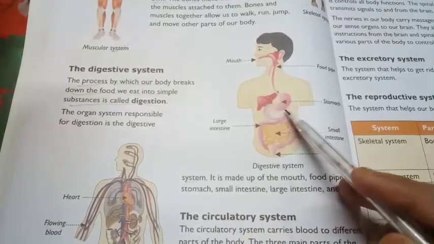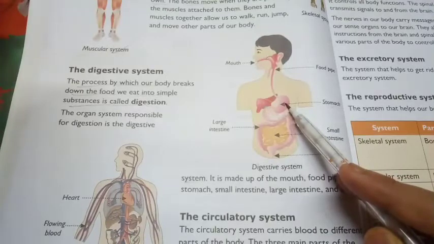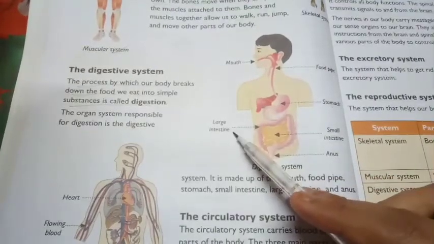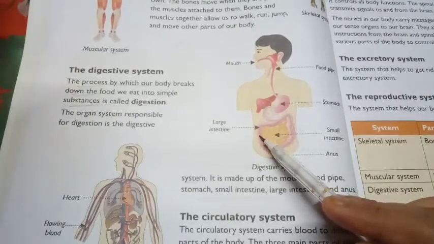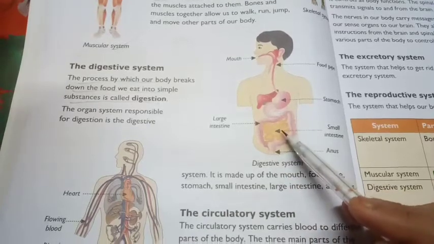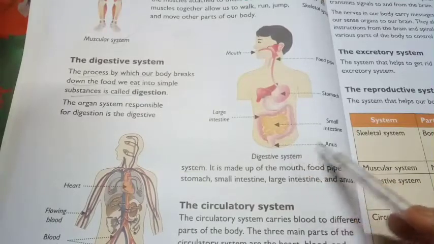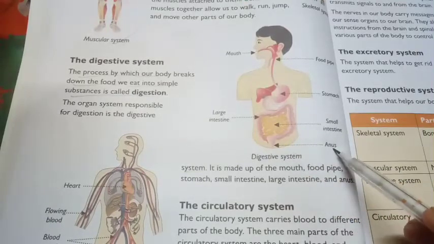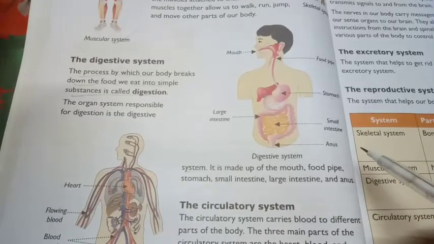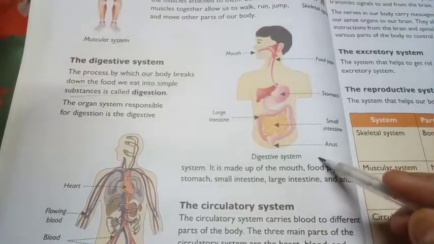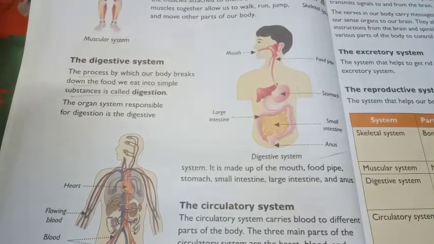Next, you can see your large intestine. After the digestion of the food, the remaining substances enter into the large intestine. Here a little bit of absorption takes place, then the remaining substances are sent to the small intestine, and from the small intestine it reaches the anus, and through the anus we release the undigested food from our body. This is a very important diagram. All of you must practice it at your home.